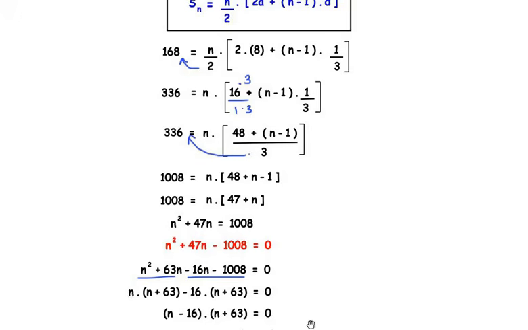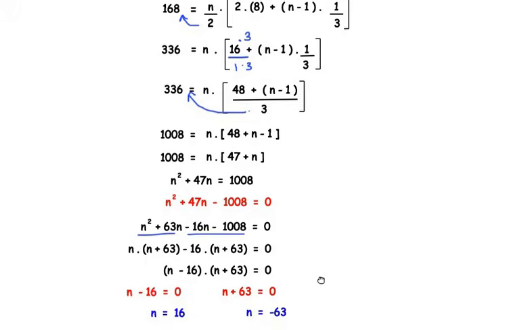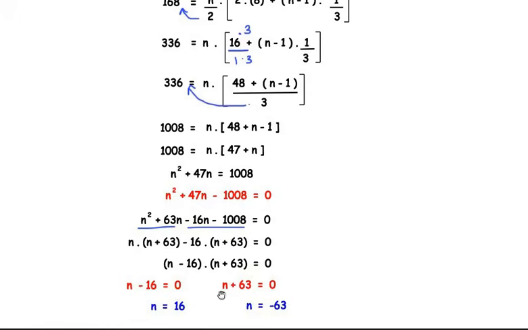Now equating each of these factors equal to 0, we get n minus 16 equal to 0 and n plus 63 equal to 0. Taking negative 16 on the other side of the equal to sign, we get n equal to positive 16, and in a similar way, taking positive 63 on the other side, we get n equal to negative 63. Now here we had considered n as the number of students, so it cannot be a negative value. So the total number of children who had participated in this competition were 16.